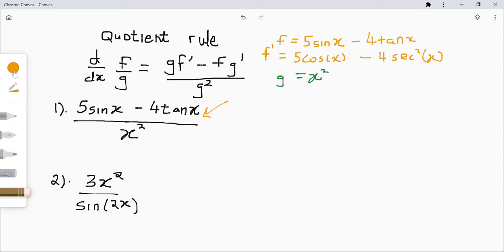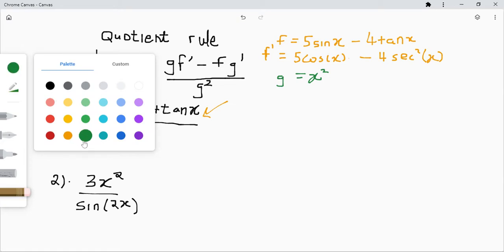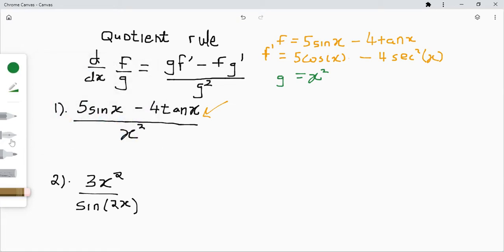Then we go to our g prime, we derive g. Okay, we have to derive x squared. So the derivative of x squared is 2x. All right, so now that we've got our f and f prime and g prime, we just have to substitute it into the formula here.